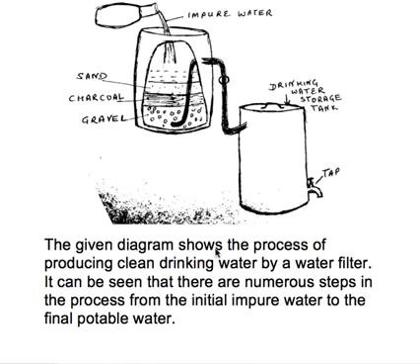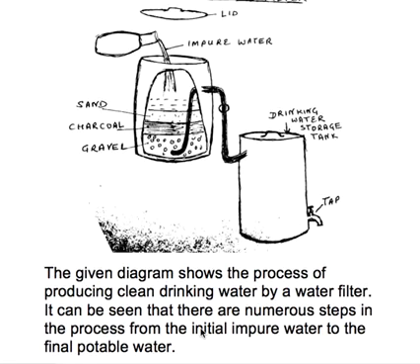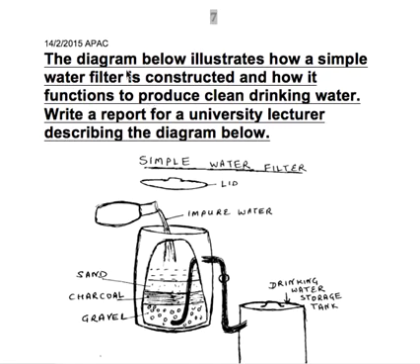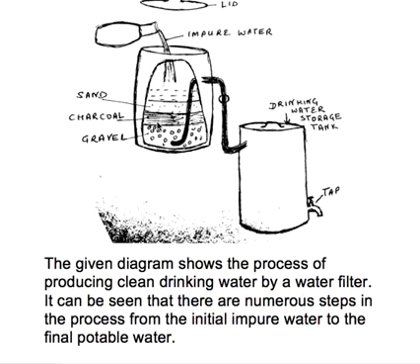The given diagram shows the process of producing clean drinking water by a water filter. It can be seen that there are numerous steps in the process, from the initial impure water to the final potable water. So in the question there is the diagram below. In your answer sheet there will be no diagram, so instead of the word below, you just write the word the given.